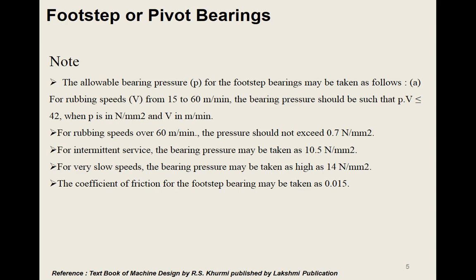So here you can see that if we decrease the rubbing velocity, then we can opt to increase the bearing pressure. And the coefficient of friction for the footstep bearing is taken as 0.015. Remember that if the coefficient of friction is not given in the question, then you have to assume the coefficient of friction as 0.015. Okay.